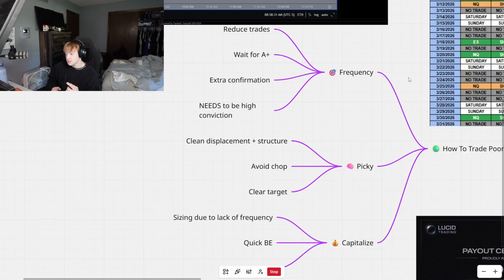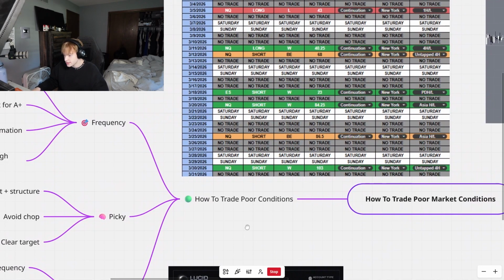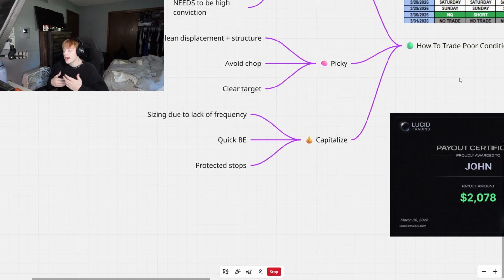But if we're getting clean displacement, we have gaps and imbalances that are holding, being respected, and there is a clear target, a clear draw on liquidity that needs to get taken out, then I am going to capitalize. And this is where sizing comes into play. For me in March, and the reason it was my most profitable month of the year so far, while I obviously took fewer trades, I sized up due to the lack of frequency.